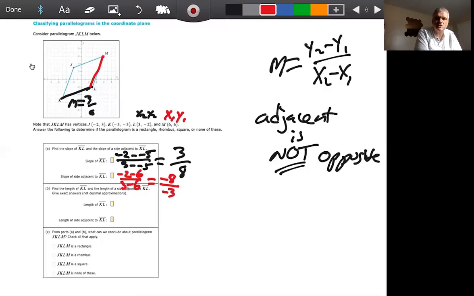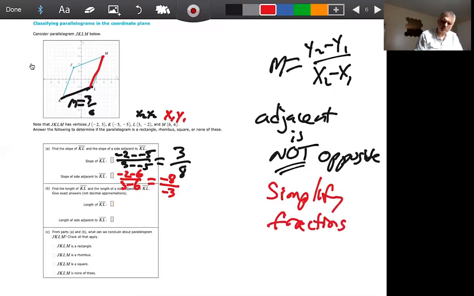Oh, I'm glad they gave us this because this is a tricky one. My hint for you is to always simplify your fractions. Negative over negative is positive. So that tells me that these are reciprocals, but they're not opposites. They're both positive.